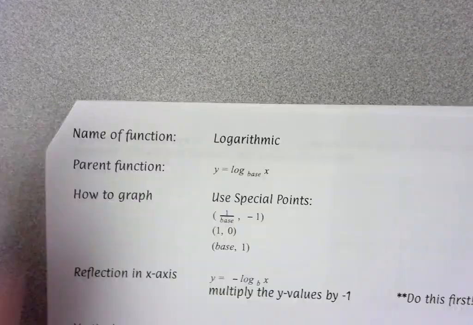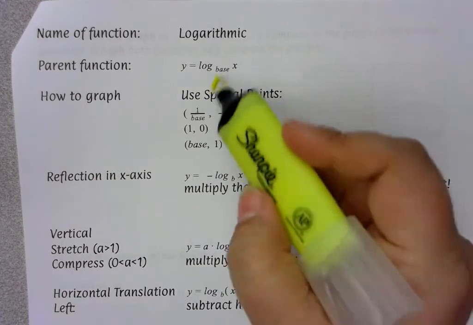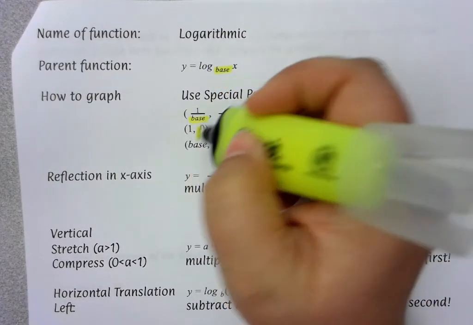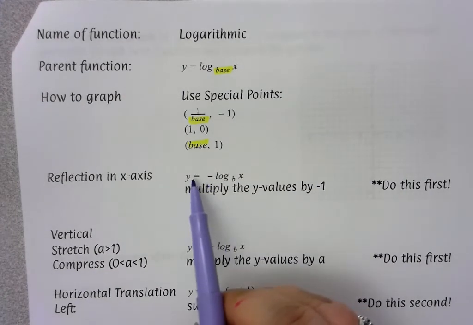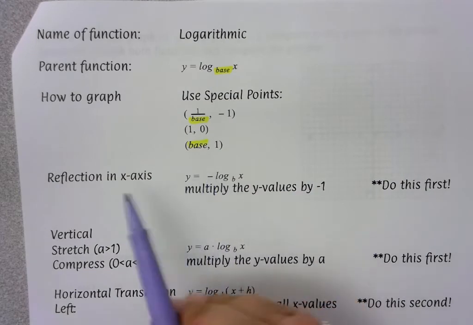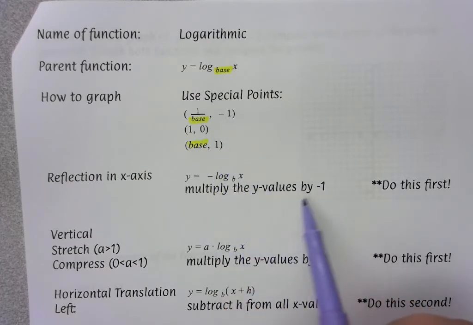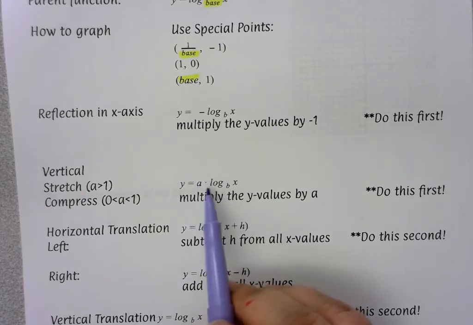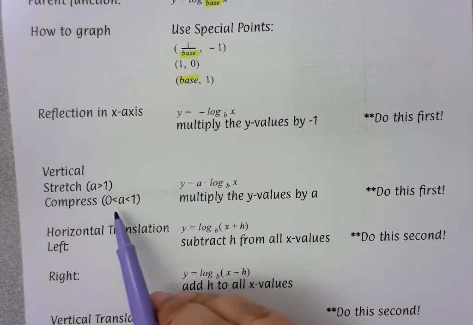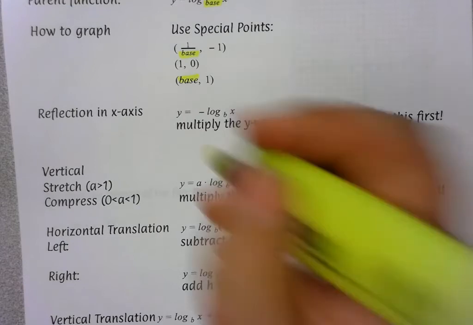Okay, now we are going to take those logarithm things and move them. So we are going to still use the base in our special points, but now we're going to use the transformations that we've used before. So right after the equal sign, if you have a negative, that is a reflection on the x-axis. So it will multiply all your y values, this -1, 0, and 1 by -1. If you have a number multiplied in front of the log, that will be a stretch if it's greater than 1 or a compression if it's less than 1. These two are multiplication. Notice they have multiplication.